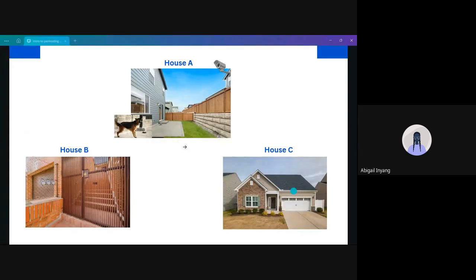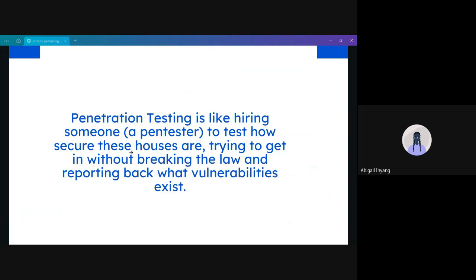For house C, which has very little to no level of security, it might be easier compared to the other two houses to get access. So as a pen tester, your job is to look for vulnerabilities that exist in these houses, which represent companies, exploit the vulnerabilities, and then gain access to the house. So a penetration tester helps the house owner, aka the company, understand what a real attacker could do, and also helps the company understand how they can fix the issues before criminals do.